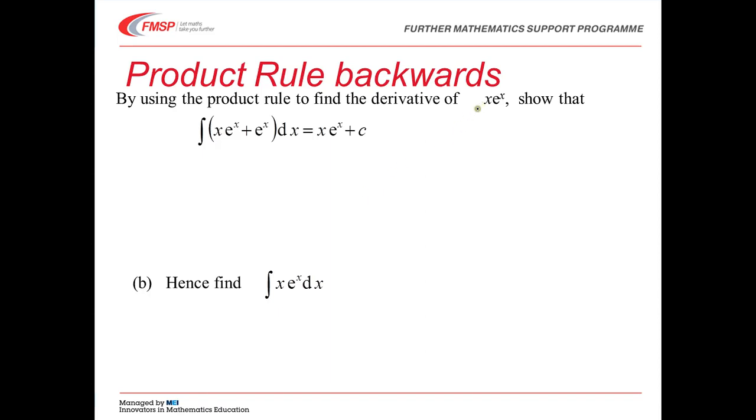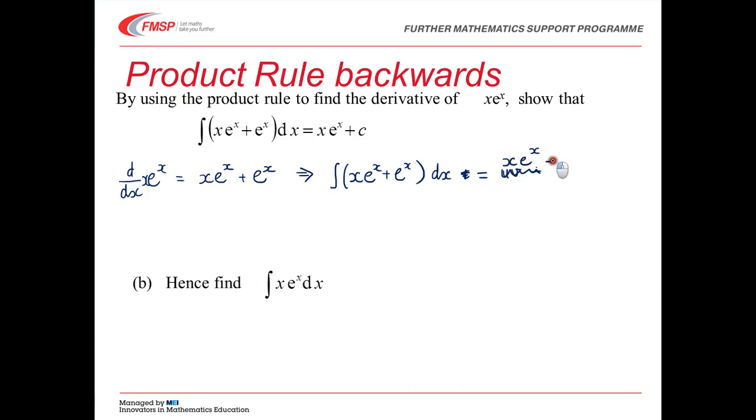Let's do another example. I'm going to start with x e to the x. If I differentiate that using the product rule, write the first, differentiate the second, plus write the second, differentiate the first. And then the fundamental theorem of calculus tells me that if I integrate that answer that I ended up with, I get back to where I started, x e to the x, plus an arbitrary constant.